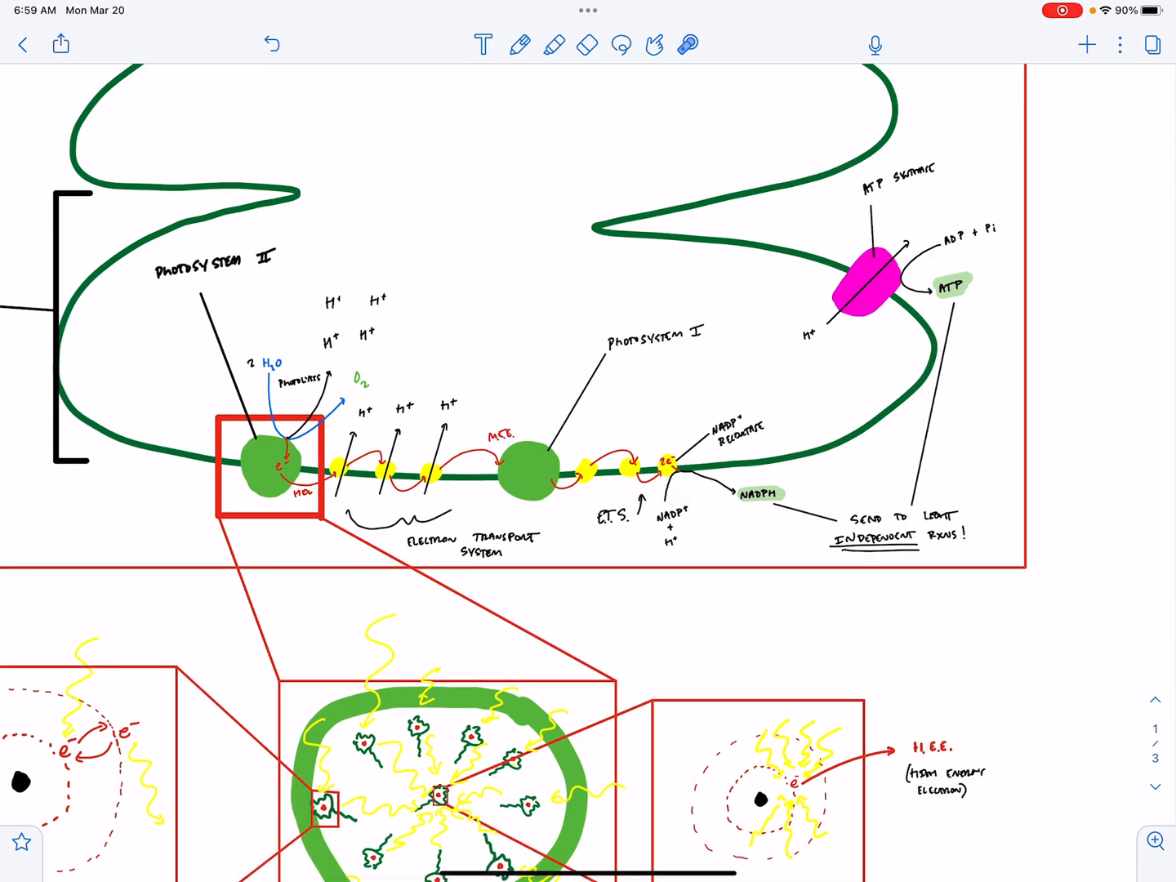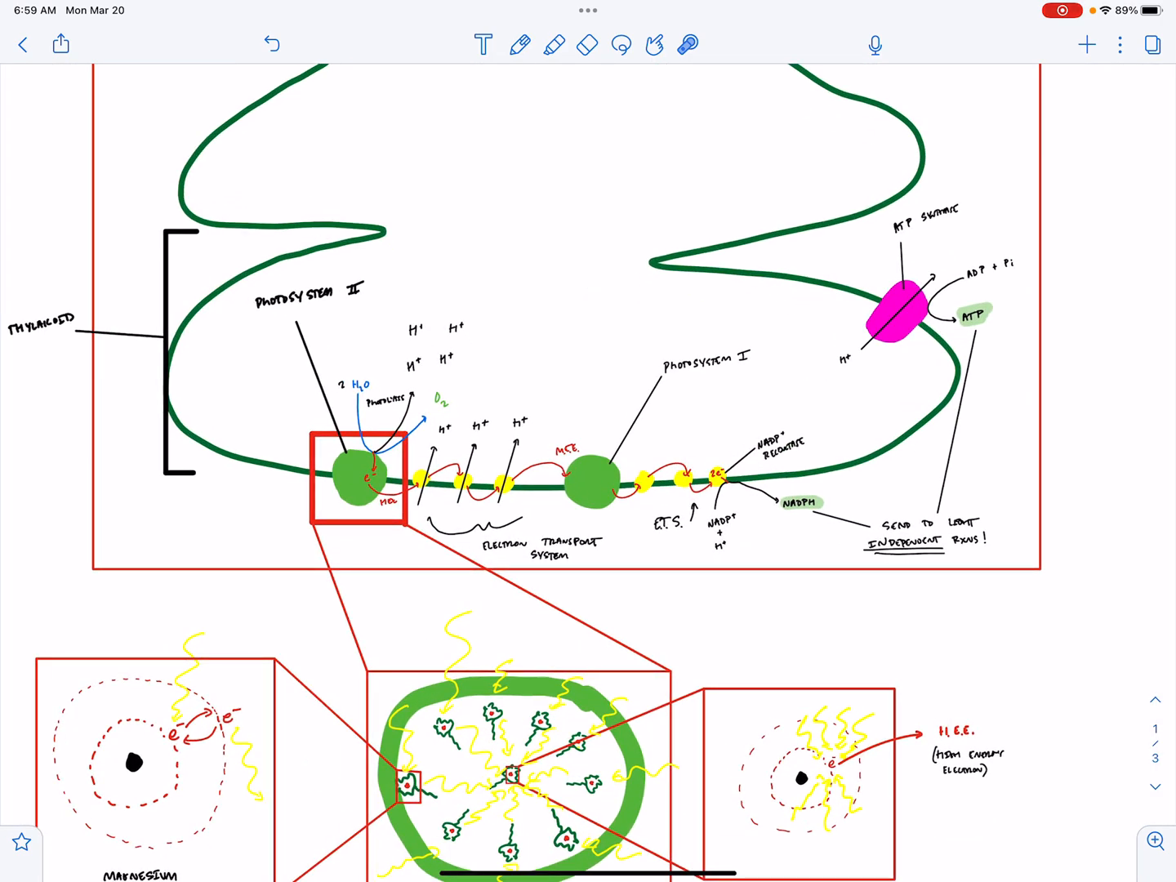Okay, so this is it. This is one of the secrets of life. This is how light energy is, in the first step of transformation, turned into stable chemical energy that sustains almost all living things. Okay, sorry if it was a little long.